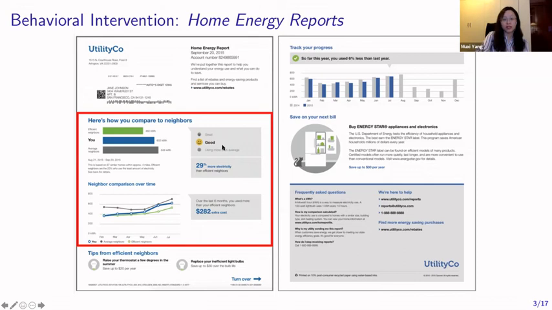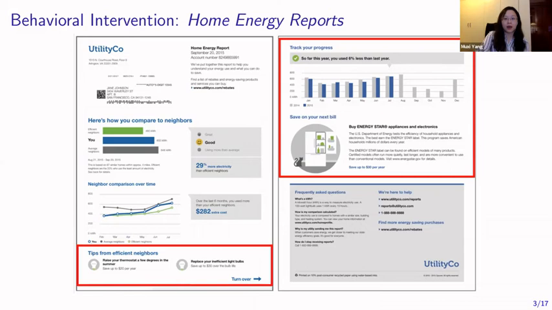We also see a comparison in terms of either a smiley face or a frowning face, depicting whether you use more energy compared to efficient neighbors on average or less energy. We also see some tips on energy conservation, and information on rebates or subsidies available on energy efficient products that could also lead to energy savings. So this information reminds households about how much energy they can save, and also might induce some peer pressure or moral persuasion that nudge households to engage in energy conservation.